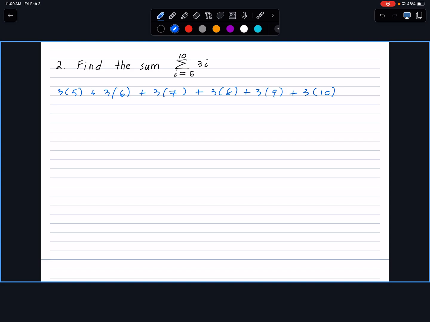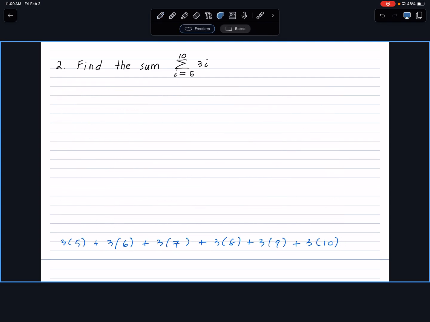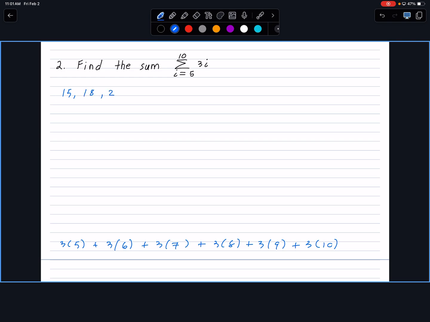But I want you to notice that this is actually an arithmetic sequence, or I should say series in this case. And if you're not sure, just check it, right? So I'm gonna move this blue stuff down real quick. So let's just check. If we plug in 5, 3 times 5 is 15. If we plug in 6, 3 times 6 is 18. If we plug in 7, it's 21. So clearly this is arithmetic because we are adding 3 each time.